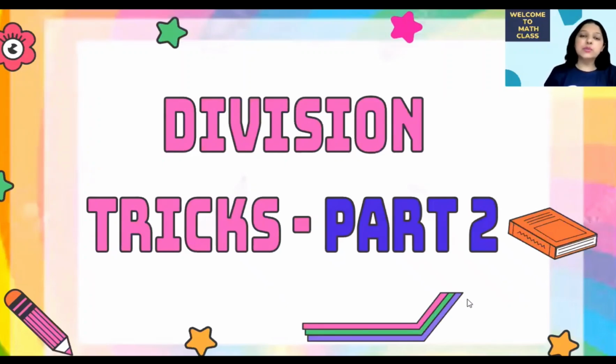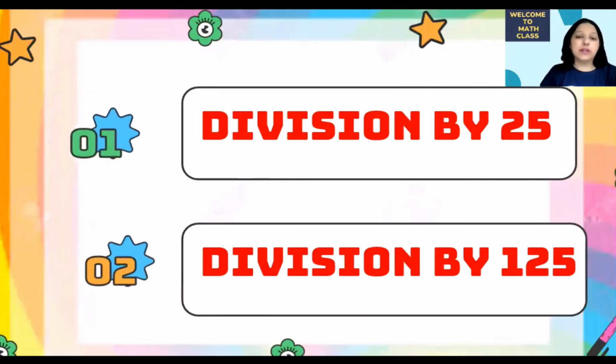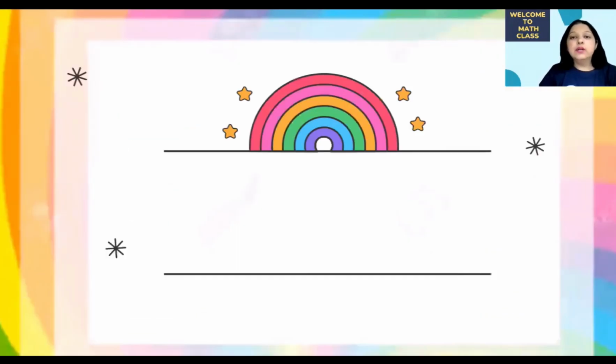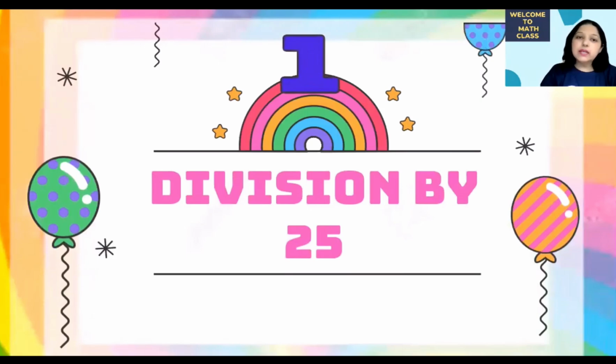Division tricks part 2. Today we are going to learn some other division tricks. Division trick number 1 is division by 25 and trick 2 is division by 125. Okay, so the first trick we are going to start now is division by 25.